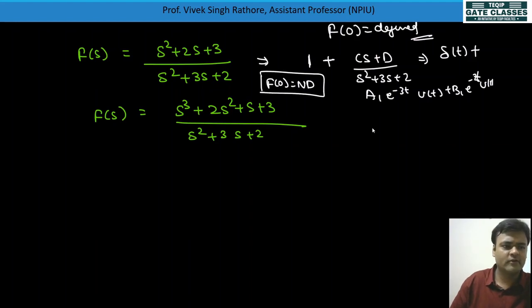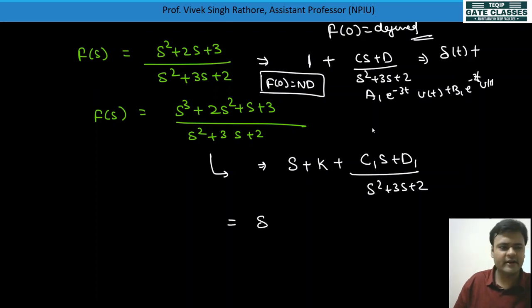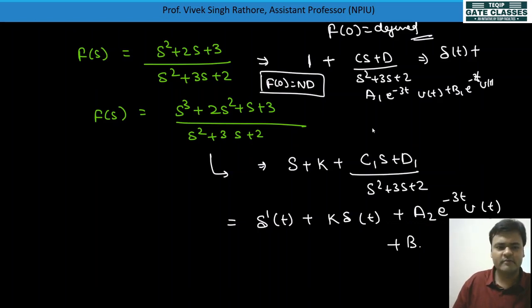Now for the third expression, the degree of numerator is greater than the degree of denominator. So here some more terms will come: s plus, let's suppose, k, and then c1 s plus d1 over s square plus 3s plus 2. It will have terms like delta dash t, the derivative of delta t, and then some terms like a2 e to the power minus 3t u of t and b2 e to the power minus t u of t.